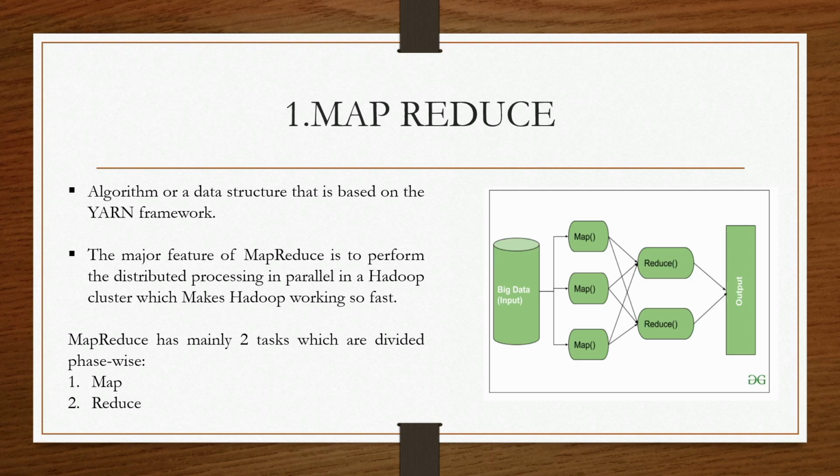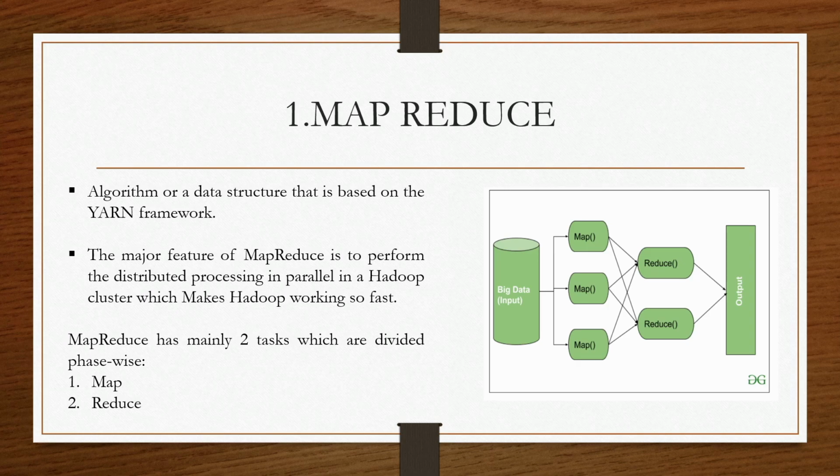Here we can see that the input is provided to the map function, then its output is used as an input to the reduce function, and after that we receive our final output. Let us understand what the map and reduce functions do. As we can see, the input is provided to the map function. Now as we are using big data, the input is a set of data.